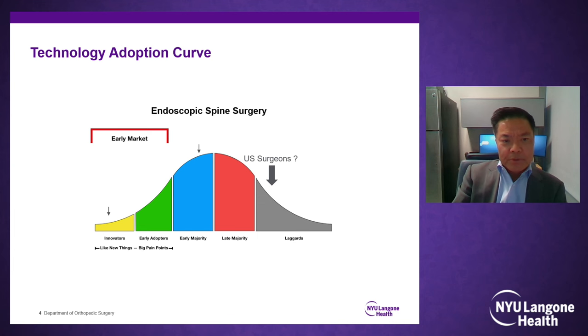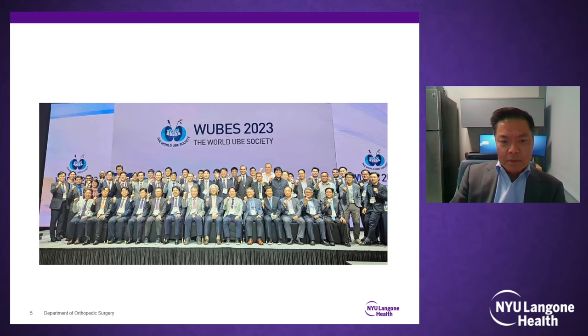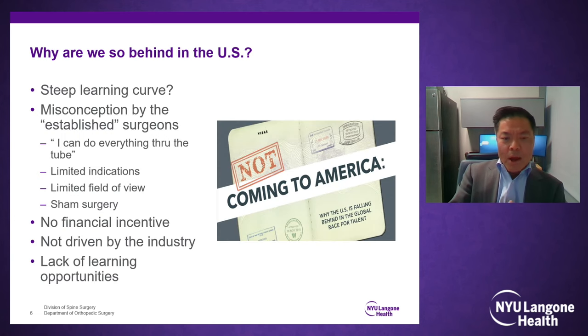If you look at the technology adoption curve, which can be applied to individuals or to society, and you look at endoscopic surgery, surgeons in the United States are really here. If you try to see why, this is the World Biportal Endoscopic Spine Surgery Society meeting last year. You look at who's there, and you see mostly Asians and some Europeans. There was none present from the United States. So why are we so behind?